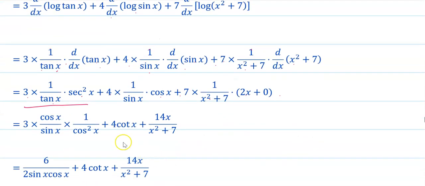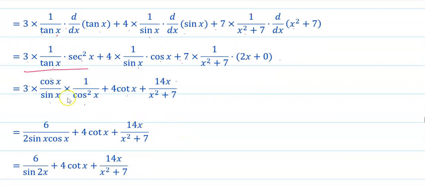Hence, the next is here is a 3. 1 upon tan means what? Cot. Cot means what? Cos upon sin, into sec square x means what? 1 upon cos square x. Simplification. Plus 4 cos x upon sin x, that is cot x. Plus 7 into 2x means what? 14x upon x square plus 7.